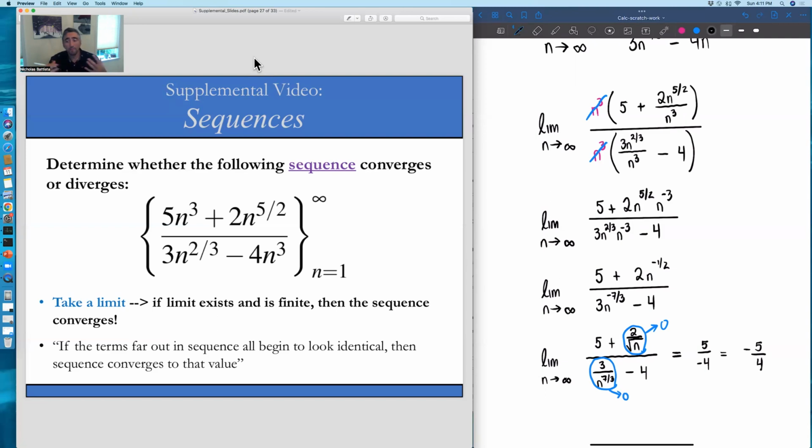So remember, this was a sequence. Taking the limit here really asked, what do those terms really far out in the sequence look like? Do they all start looking like the same thing? And in this case, they all start looking like the number negative 5/4. So we would say that the sequence converges to negative 5/4.